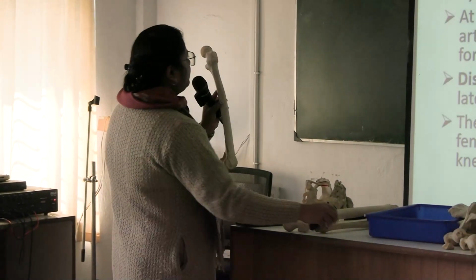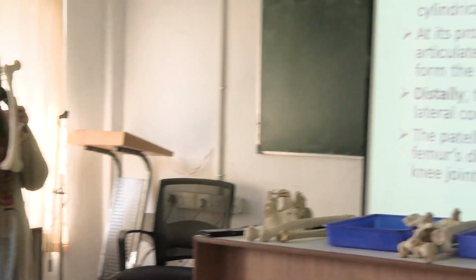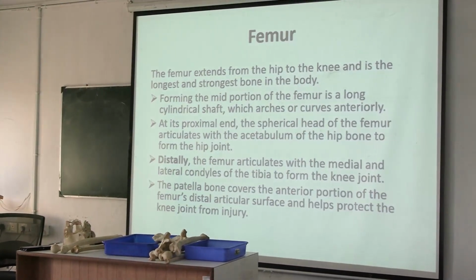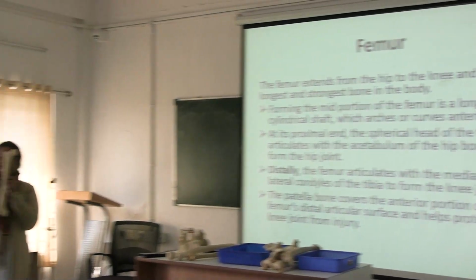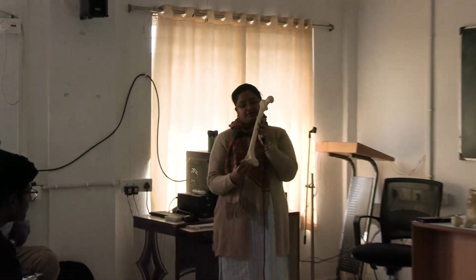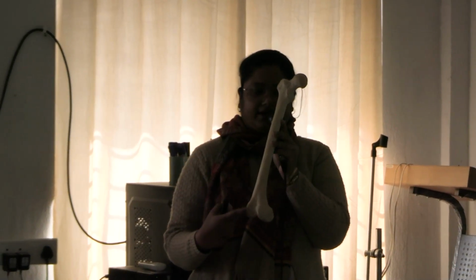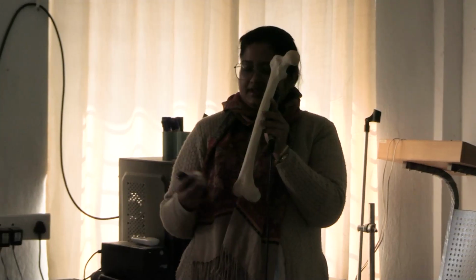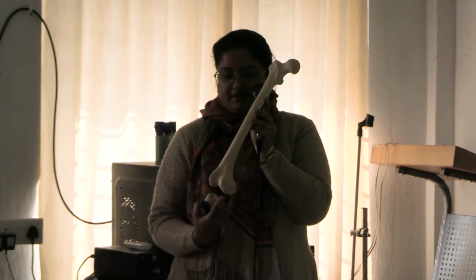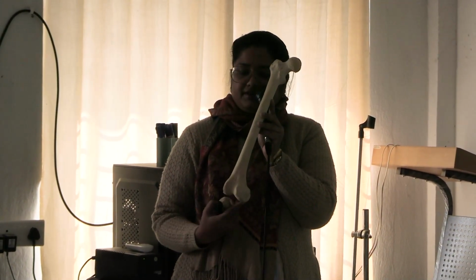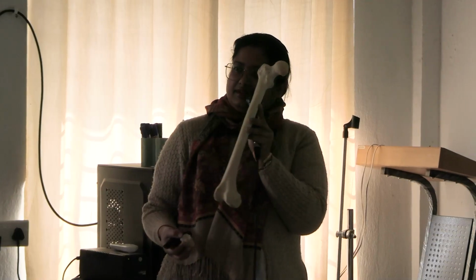And the patella covers the anterior portion of the femur's distal articular surface. See, this is the patella of the right side. Okay, so it will articulate here. This is the anterior part of the distal articular surface of the femur. This is the patellar articular surface, and this lower part of the articular surface is the tibial articular surface.